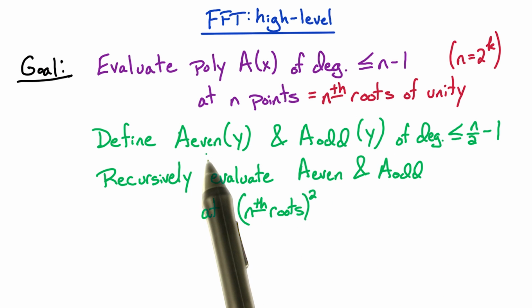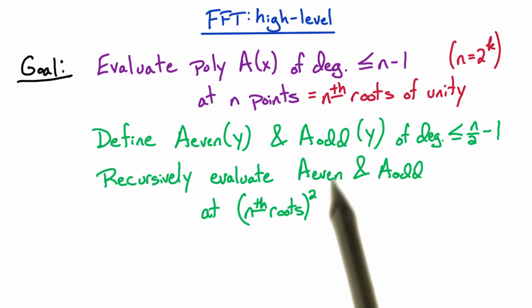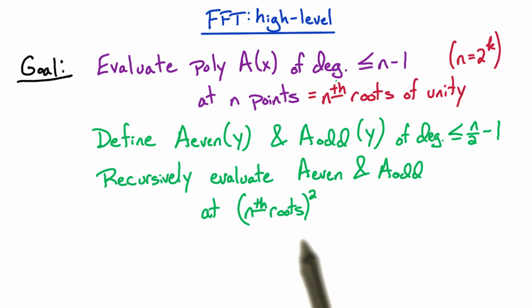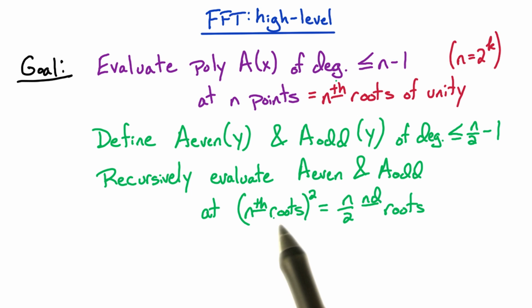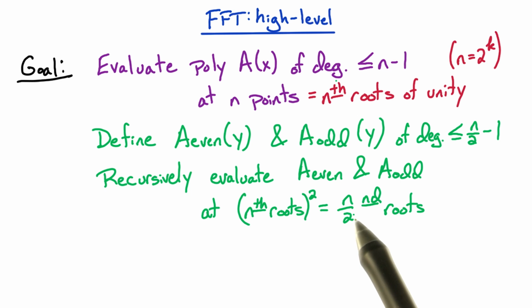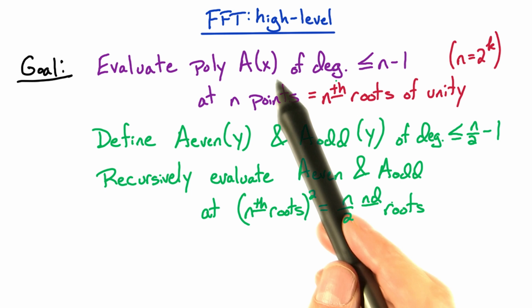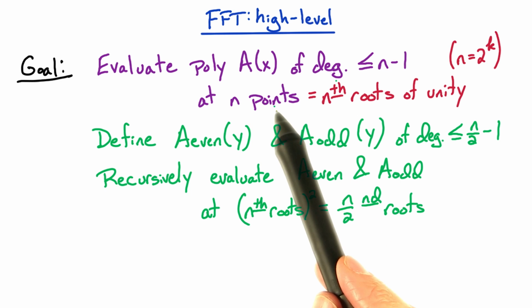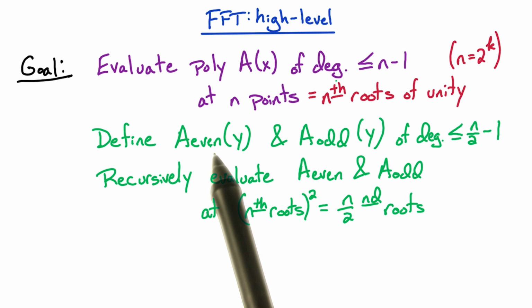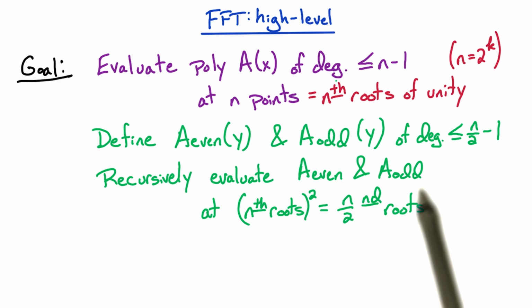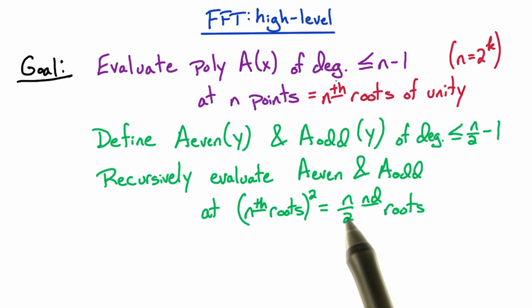Now what we saw earlier is that in order to obtain a of x at these endpoints, we need to evaluate a even and a odd at the square of these points. So what we do is we recursively evaluate a even and a odd at the square of the nth roots. What's one of the key properties of the nth roots of unity? It's that the square of the nth roots equals the n over 2nd roots. And there are n over 2 such roots. So in order to obtain a of x at n endpoints, we need to evaluate these two polynomials, a even and a odd, of half the degree at n over 2 points.